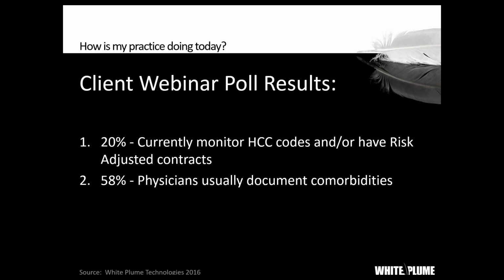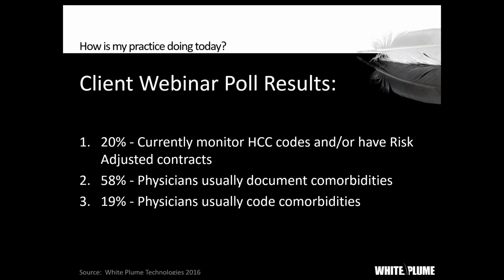Now, that being said, nearly 60% of you said that your doctors do a good job of usually documenting the comorbidities, right? So in the prior example, the morbid obesity, the diabetes with polyneuropathy, that's in your note. That is in your note, but only 19% think that their physicians are doing a good job of coding those comorbidities. So number 1 and number 3 typically go hand in hand. The groups that are paying attention to this have usually done a better job of getting their doctors or coders to actually code those comorbidities, right?